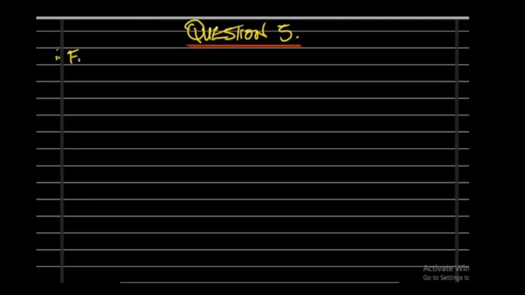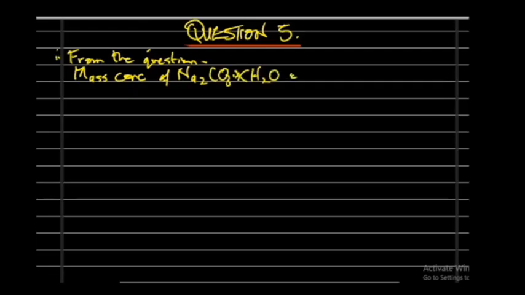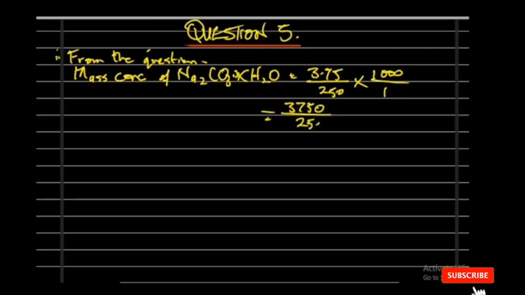So we have from the question, of sodium trioxocarbonate, in this, we have it to be 3.75 divided by 250 multiplied by 1000 over 1, and this here is giving us 3750 divided by 250 to give us 15 grams per dm cube. So that is what we have there.